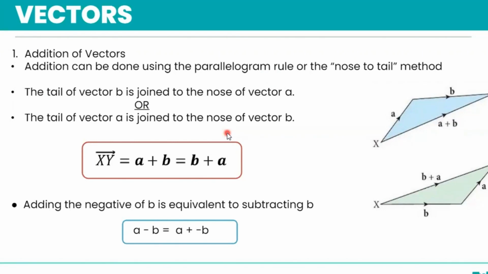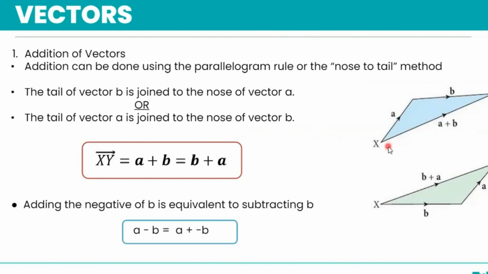Now, what is the nose and what is the tail of a vector? If I draw a vector like this, then the tip of the vector over here is called the nose of the vector. And the start of the vector over here is the tail of the vector. So let's look at an example where we're actually adding up these vectors.